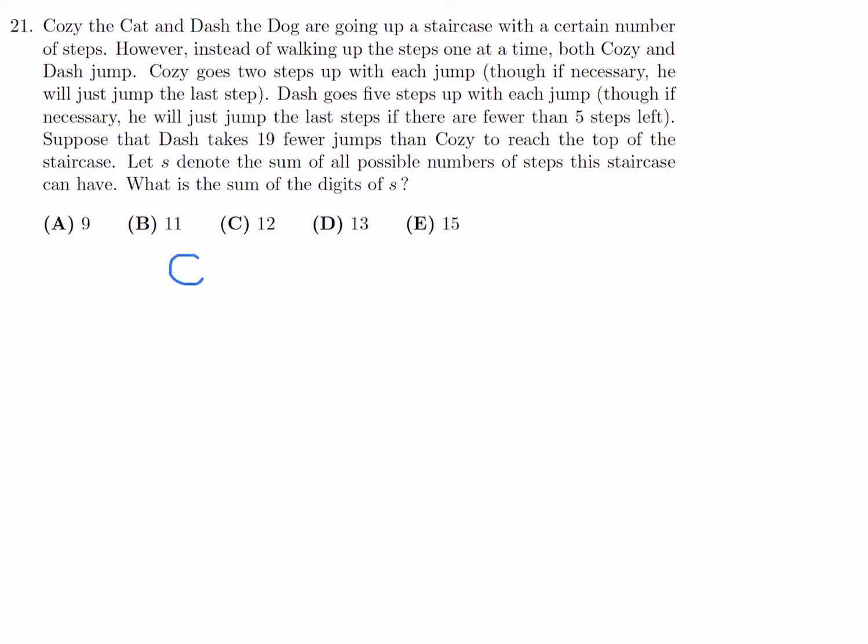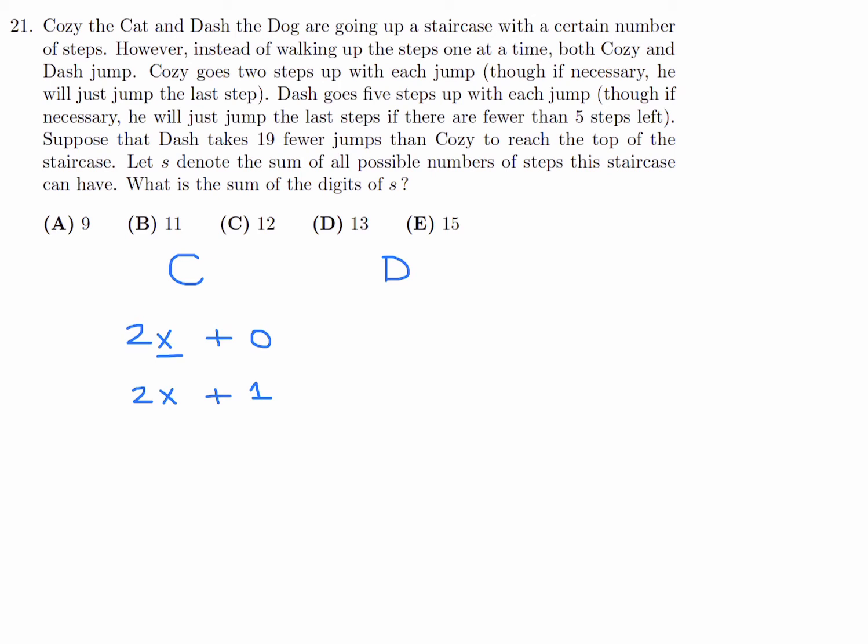So we have Cozy and we have Dash, so cat and dog. And the possible choices are 2x, where x is the number of jumps, and 2 represents the number of steps each jump has. In addition, you can have no additional steps. But there's another possibility where you have 1 additional step, right? So those are the 2 possible ways that Cozy the cat can jump up these stairs.